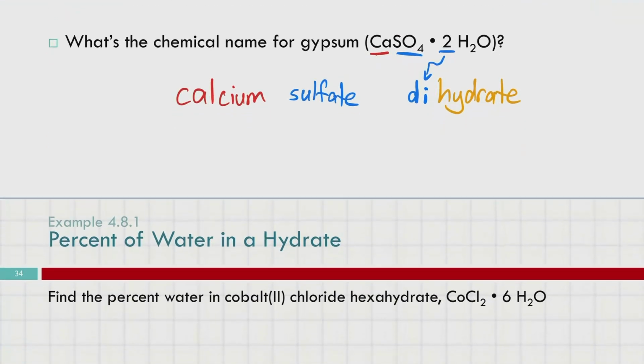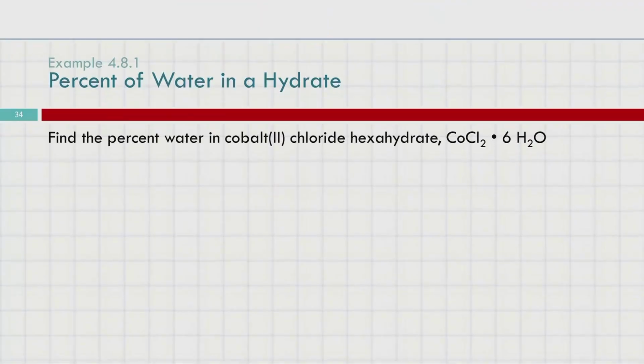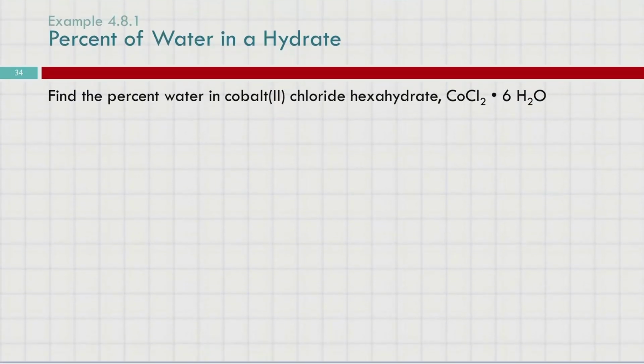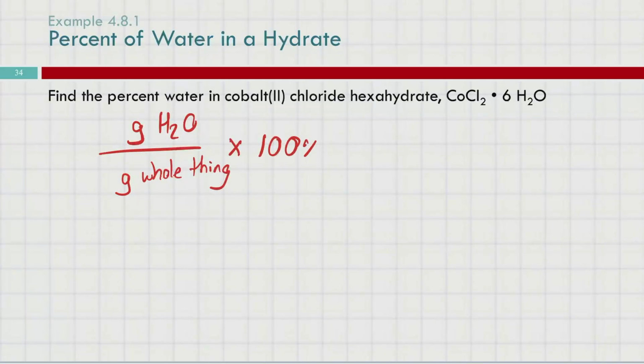All right, we can also find percent water in a hydrate. This is the same as mass percent, but it's just specifically for water. So we're looking for the grams of H2O over the grams of the whole thing times 100%. So we need to get a molar mass for the whole thing. We also need to figure out how much all of our waters weigh. What's their molar mass?